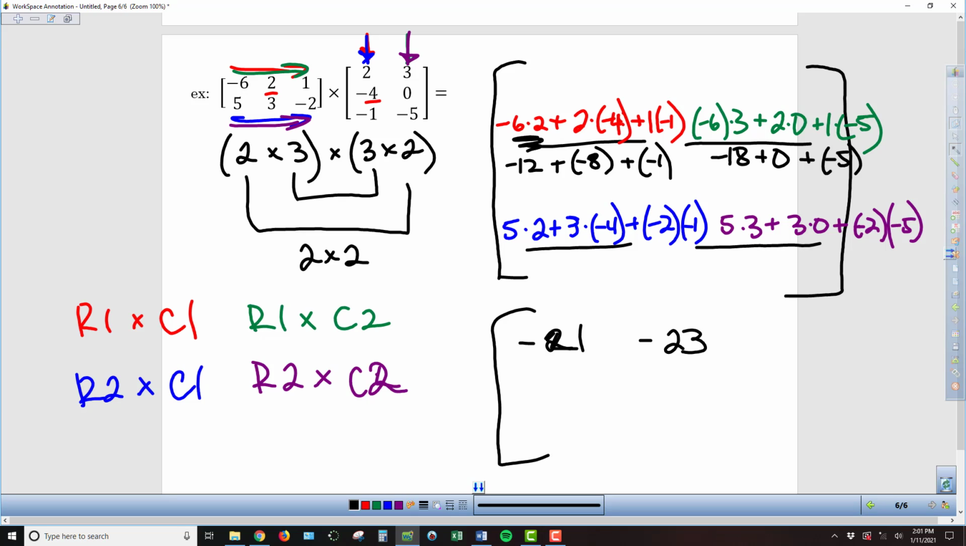In this bottom row we get 10 for the 5 times 2 plus -12 and then plus 2. So 10 plus -12 plus 2, we're going to get 0. And then finally for that last entry we've got 5 times 3 is 15 plus 0 plus 10, so we're going to get 25. And so here are the entries into the resulting 2 by 2 matrix.